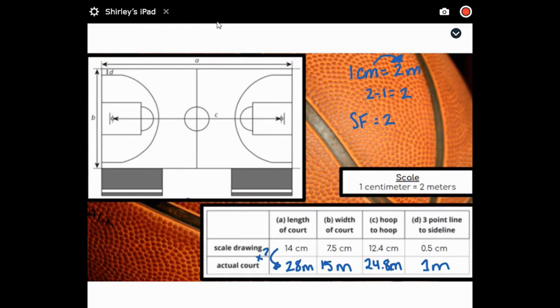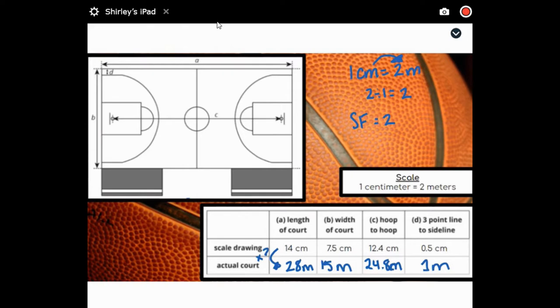So that means for every centimeter length in my drawing, I'm going to multiply it by 2 to get the length of the actual court, which a lot of you did. Some of you, just be careful with part D. When you multiply half by 2, you're going to get 1 meter, so just be careful there. But you guys all did really, really good with that.